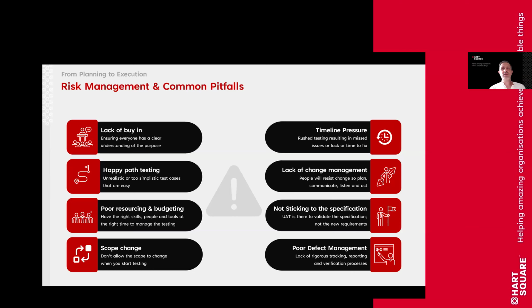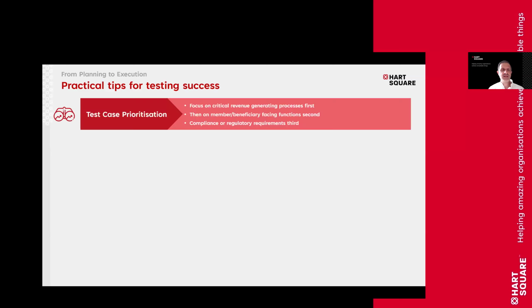There are things that you can do to help work through these issues and to help minimize the issues that you might find, and then you can take action and address them. So, practical tips for testing success. There are just 5 of these, and that is test case prioritization.